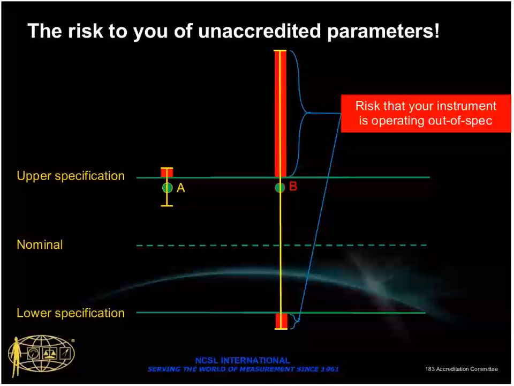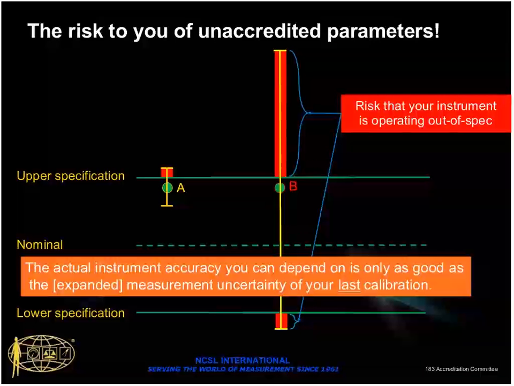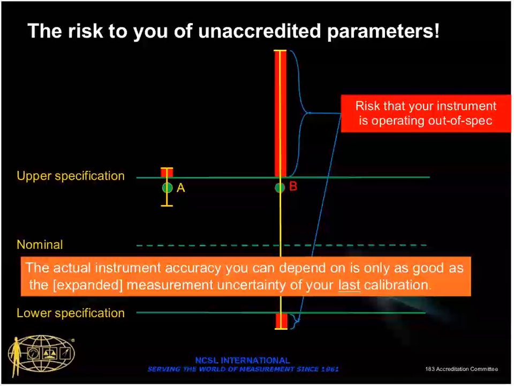And so this shows you just how important the measurement uncertainty is. And in fact, I like to make the claim that the actual instrument accuracy that you as a user can depend on is really only as good as the expanded measurement uncertainty of the last calibration. So it has to be measured, and it depends on the actual measurement uncertainty. Now, if you're looking at this chart and you've not seen this from me or anyone else before, you might be saying, my gosh, is that really realistic that something over on the right-hand side there, the case B as it were here, the uncertainty could be as large as that?